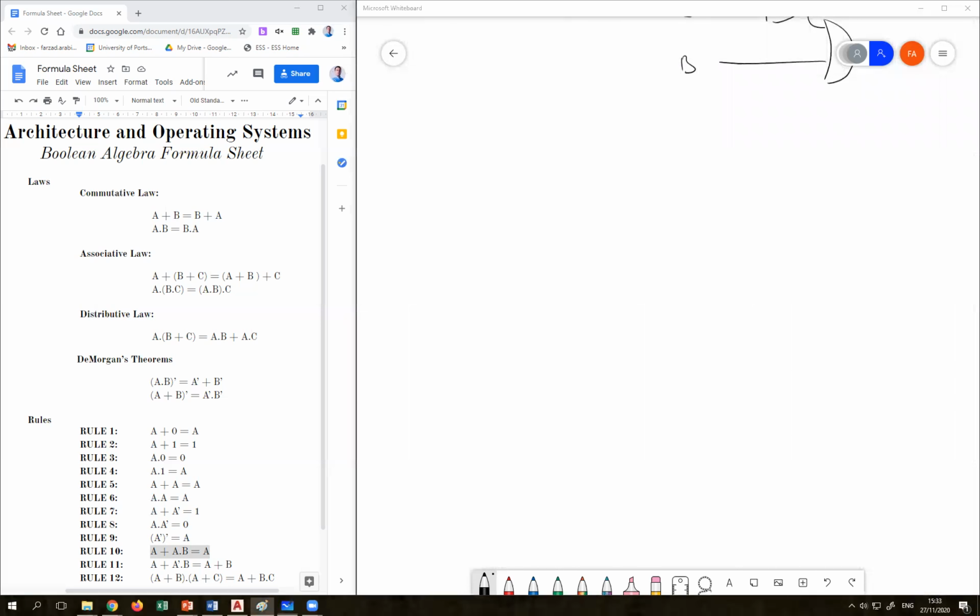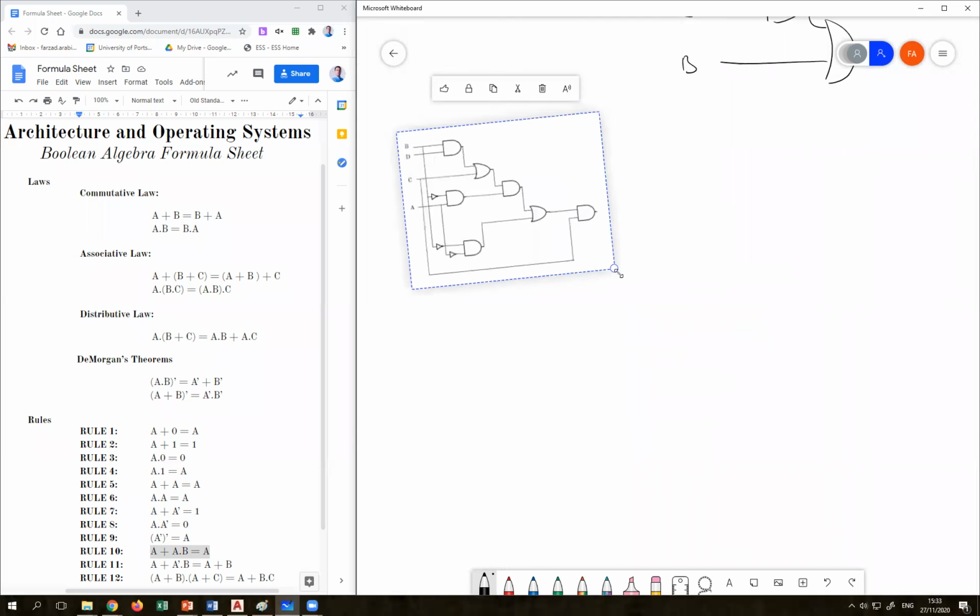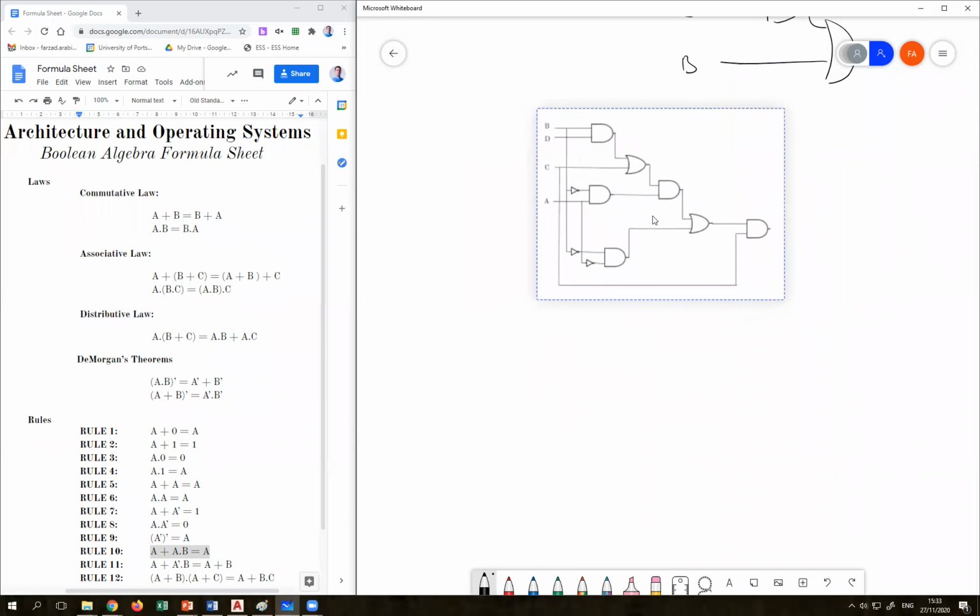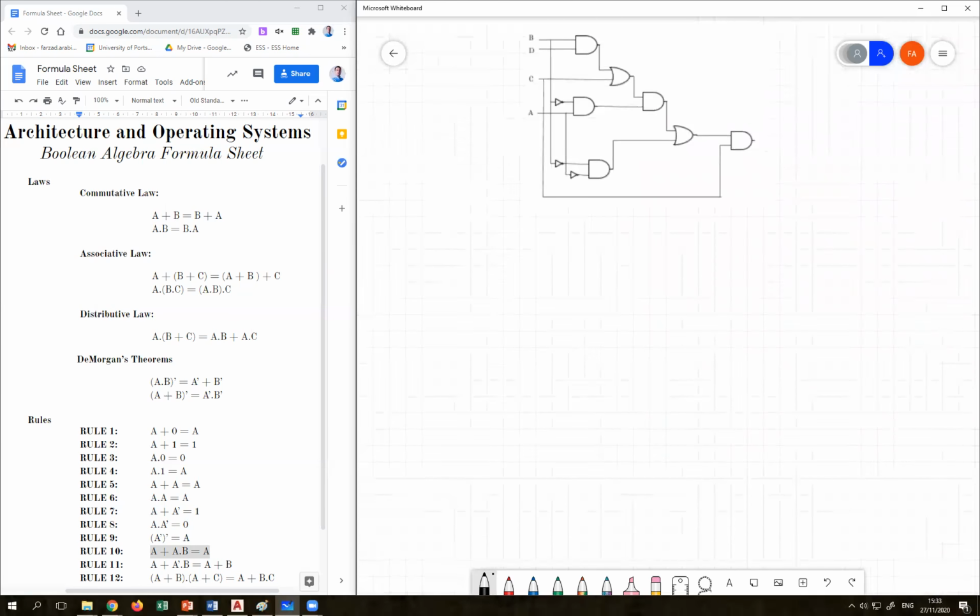The other one, which is a bit more complicated, that we want to go through, is here. This is my second example. So, how to solve this? To solve this one, in the first step, I need to write the Boolean expression for that. How to do that? You've got to start from here.